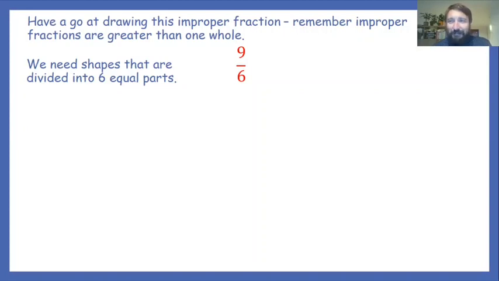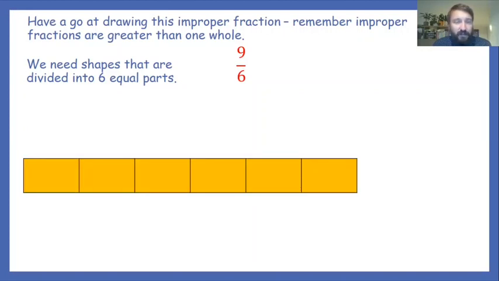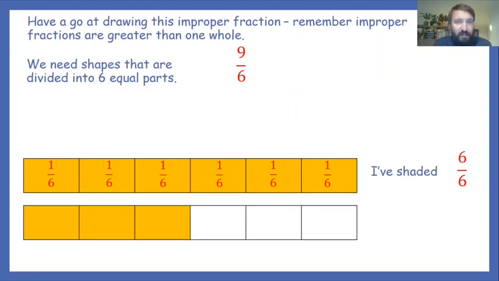Okay, so you're back and let's have a look how you got on. Now I asked you to draw me an improper fraction of 9/6. Now we know that our shape's going to have to be split into 6 equal parts, and we are going to shade each of those parts into 1/6. I've shaded 6/6 there, as you can see. Then our second shape needs to be shaded into 3/6.